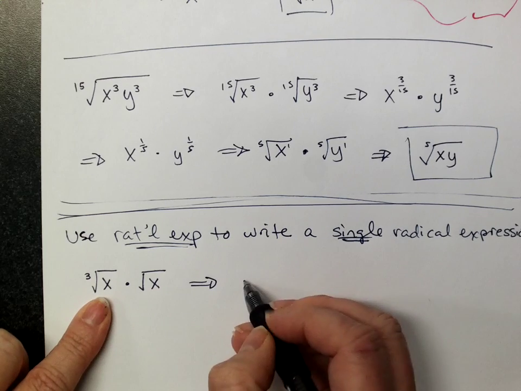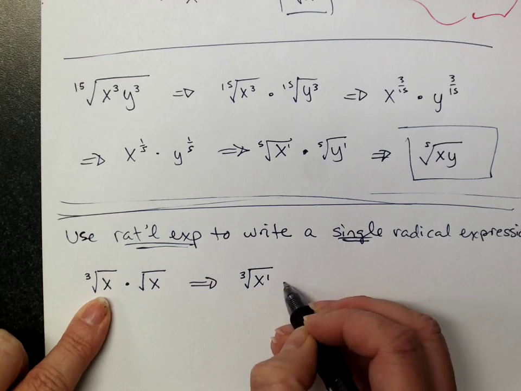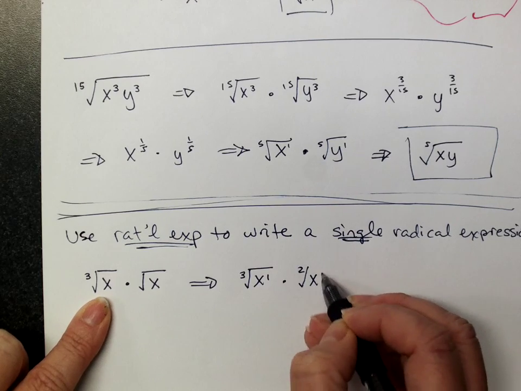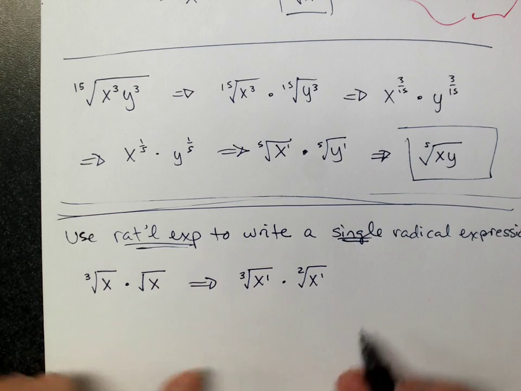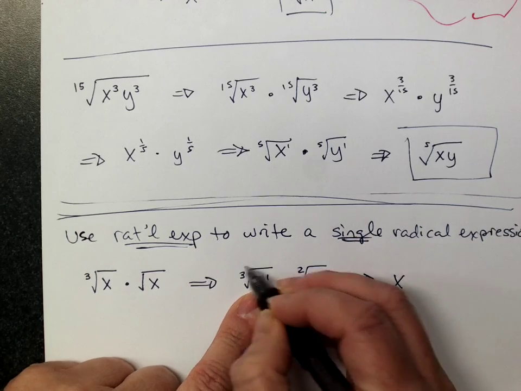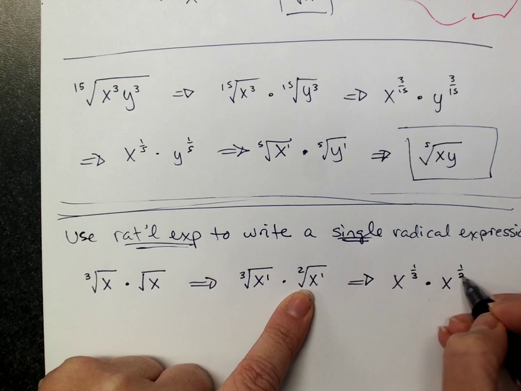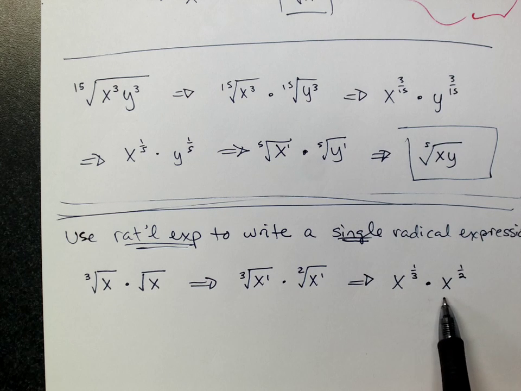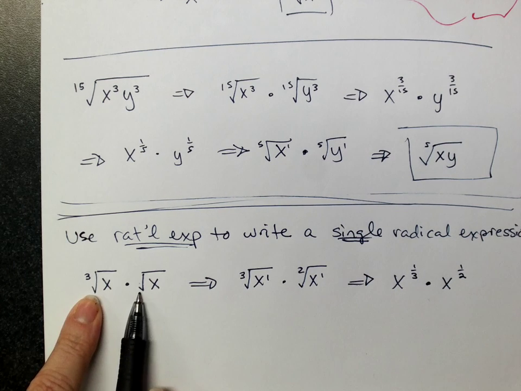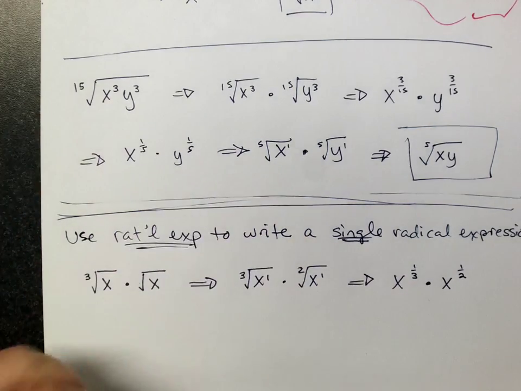So the cube root of x as a rational exponent can be written as, in fact, let me be real explicit here. This is the cube root of x to the 1, and this is the square root of x to the 1. Sometimes it'll help you see the fraction that you're writing. We don't need that 2 there or those 1s, but that becomes x to the 1/3 times x to the 1/2. Now, we can do that because we've got like bases. The product rule of radicals requires like indices. The product rule of exponents requires like bases. We have that.